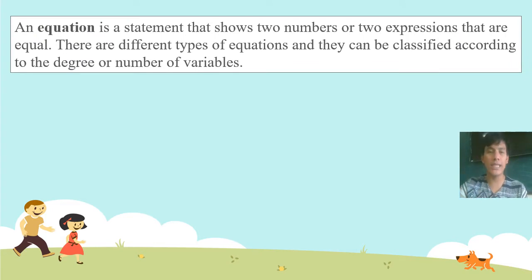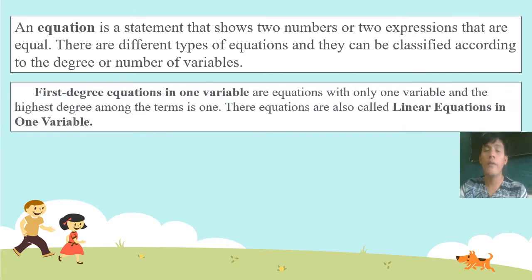An equation is a statement that shows two numbers or two expressions that are equal. There are different types of equations, and they can be classified according to the degree or number of variables. First degree equations in one variable are equations with only one variable, and the highest degree among the terms is 1. These equations are also called linear equations in one variable.